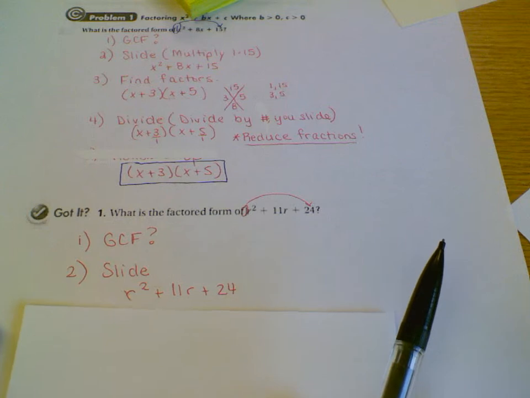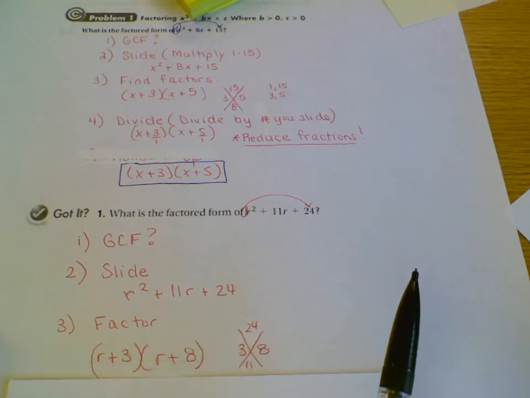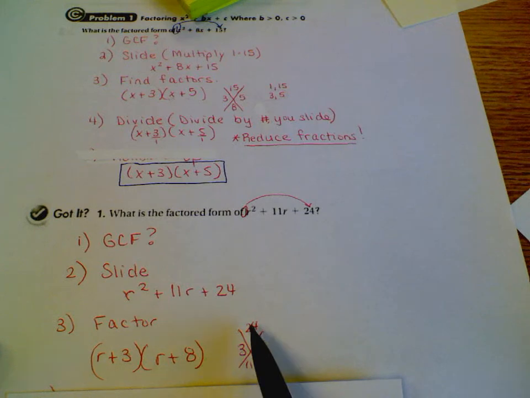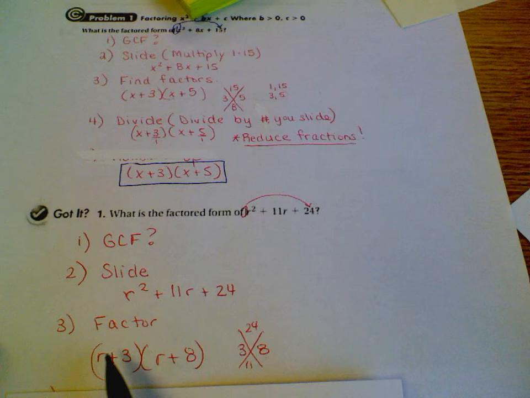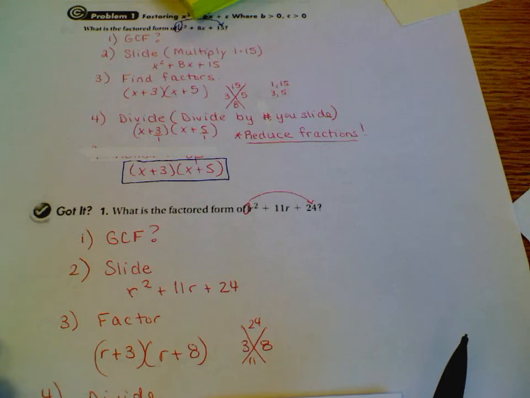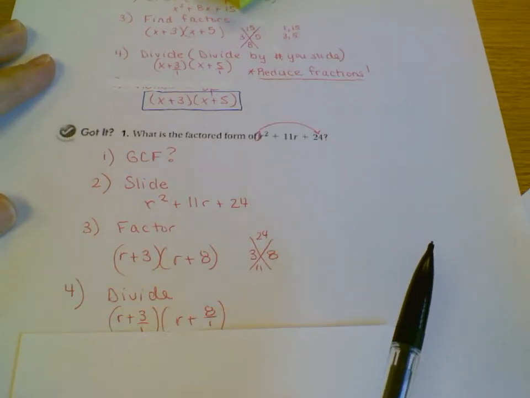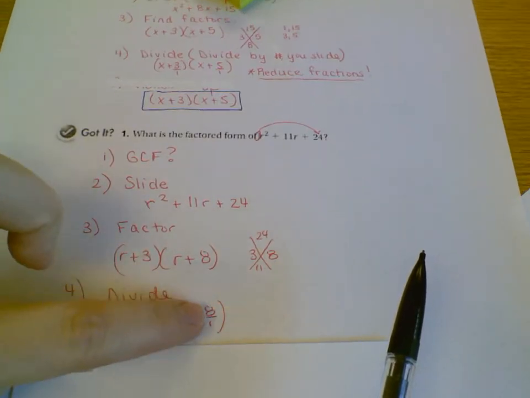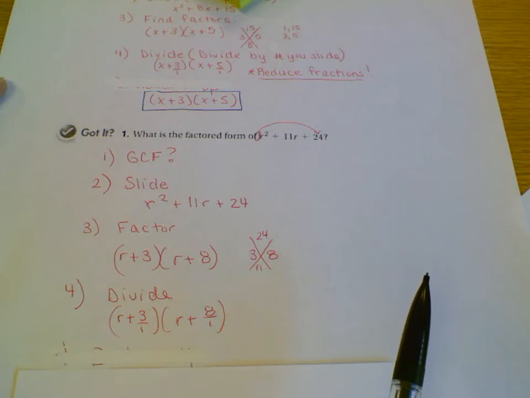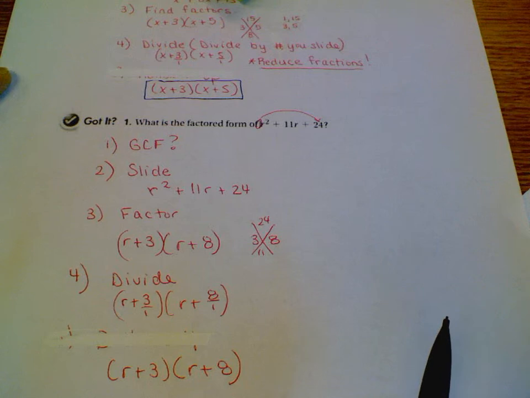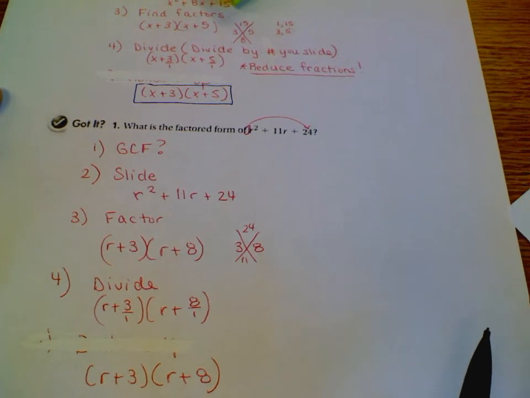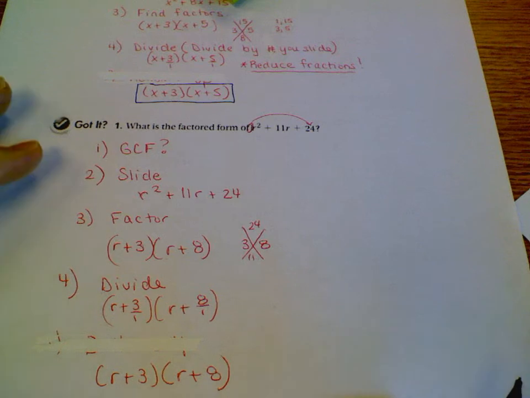Next I'm going to factor it out. I'm going to do my giant X and figure out what times to 24 but adds to 11. Your factors should be 3 and 8. Then I write it in my two sets of parentheses. My first one will always be my letter, so r and r. Since it's positive 3, I put plus 3. Since it's positive 8, I put plus 8. Then I need to come back and divide by the number that I slid. We slid 1, so I would divide the 3 by 1 and the 8 by 1, and then I simplify those fractions. So I would get r plus 3 and r plus 8. If you have questions at this point, please let one of us know so that we can come help you.